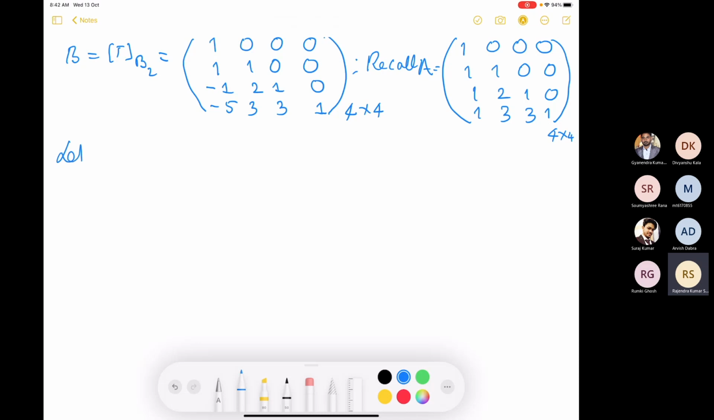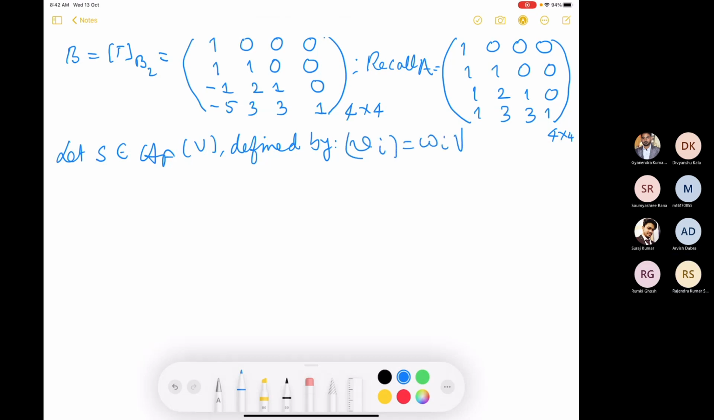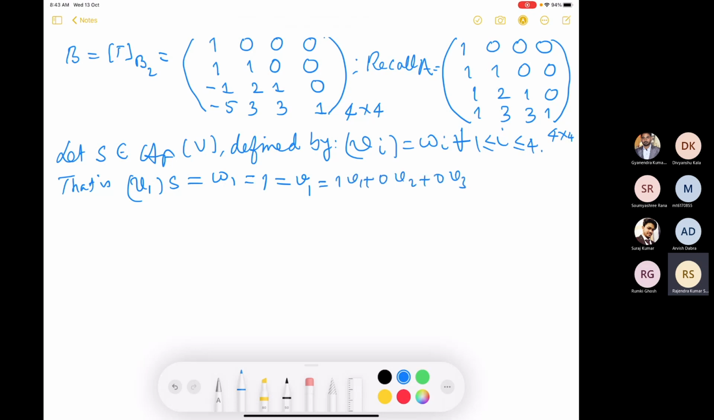Now, let us take S to be the linear transformation defined on the basis vectors by ViS is Wi for every i from 1 to 4. That means V1S is W1. I want to write the matrix C. What is C? C is the matrix of S with respect to the basis V. So I need to write V1S, which is W1, as a linear combination of the Vs. Now W1 is 1, which is the same as V1. So this is 1V1, 0V2, 0V3, 0V4.